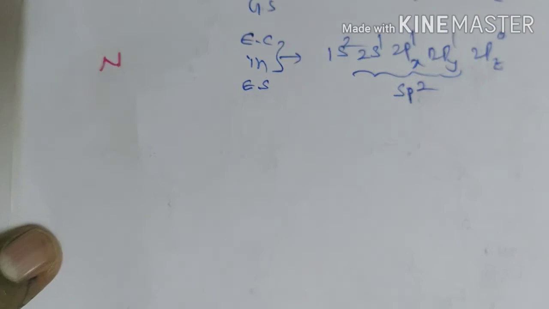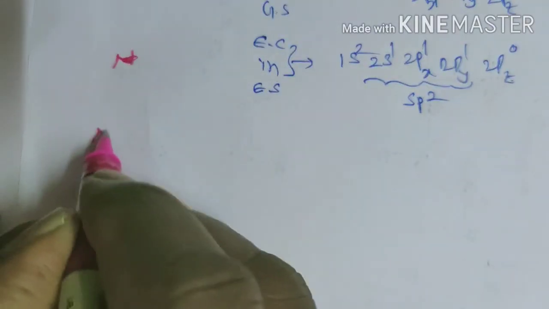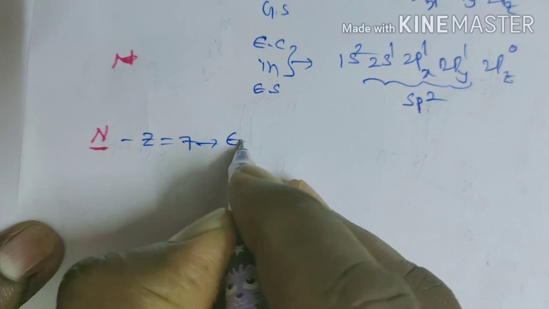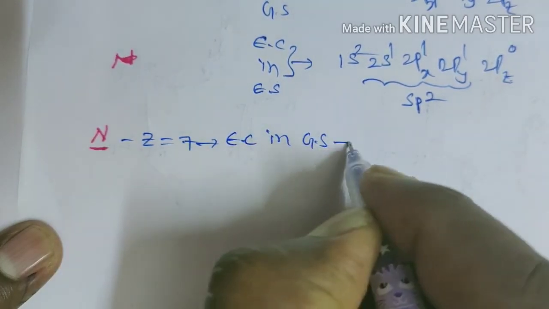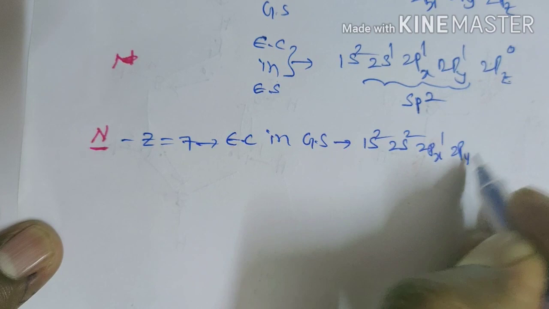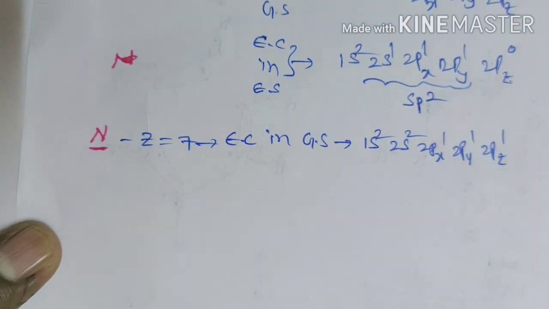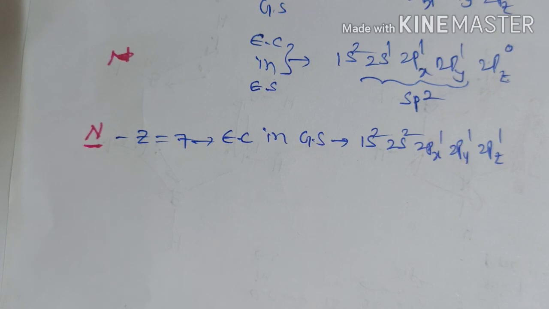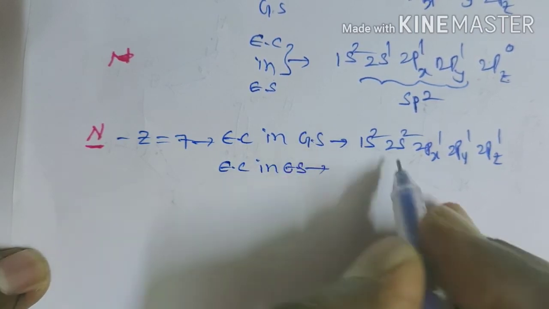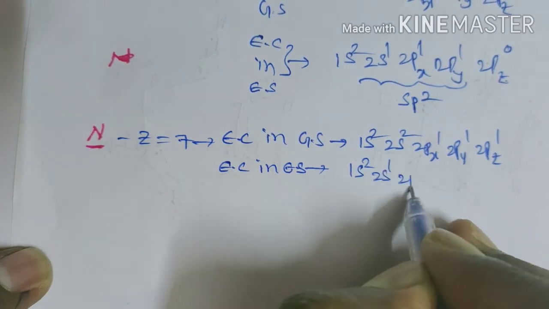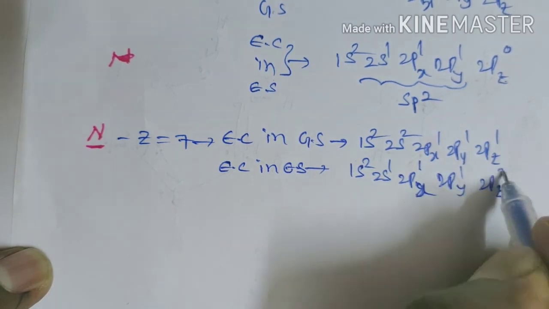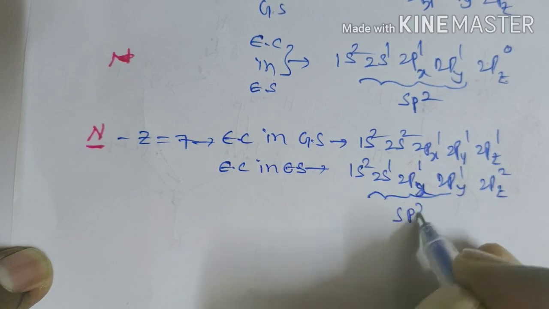Now we go for the discussion about the nitrogen atom. The atomic number of nitrogen is 7, and the electronic configuration in the ground state is 1s2, 2s2, 2px1, 2py1 and 2pz1. Here it has 3 unpaired electrons, but it undergoes excitation, and now we write the electronic configuration of nitrogen in the excited state, that is 1s2, 2s1, 2px1, 2py1 and 2pz2. So here nitrogen also undergoes sp2 hybridization.